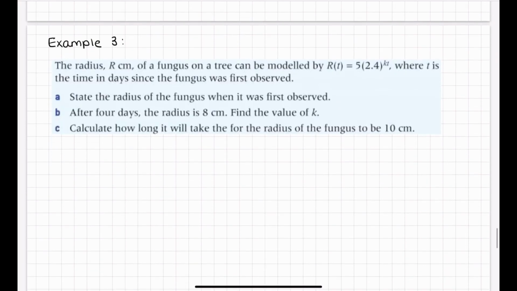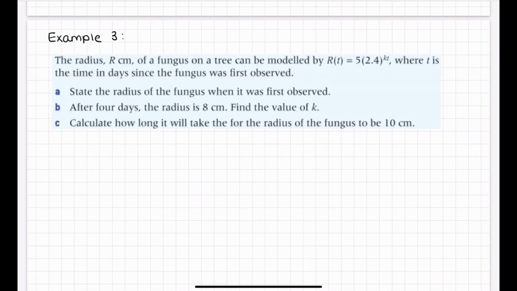Then last example, just a worded one. So the radius r centimetres of a fungus on a tree can be modelled by this equation, where t is the time in days since the fungus was first observed. Say the radius of the fungus when it was first observed. Then after 4 days, the radius is 8 centimetres, find the value of k. And lastly, calculate how long it will take for the radius of the fungus to be 10 centimetres.